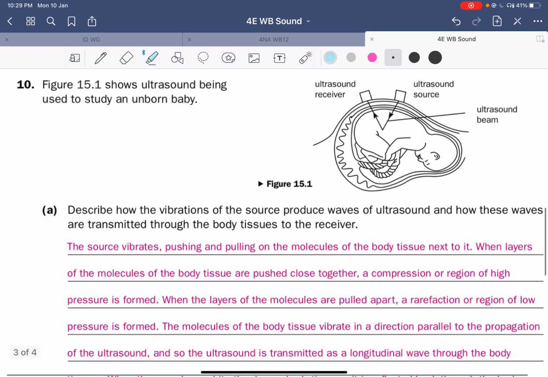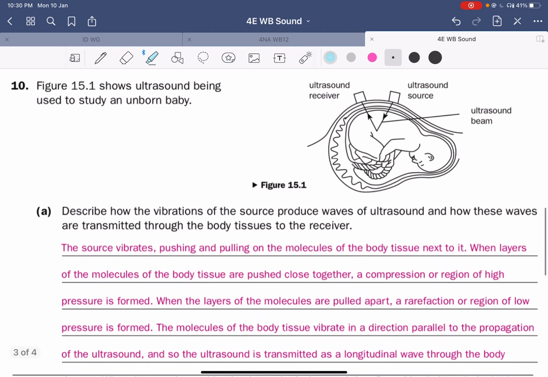Okay, the last question that I want to talk about, to give you the sample answer, is this interesting one. Question 10: ultrasound being used to study an unborn baby. The aim here is to describe how the vibrations of the source produce waves of ultrasound, and how these waves are transmitted through the body tissues to the receiver. Notice this is "describe". The aim starts from transmitted through the body tissues to the receiver.